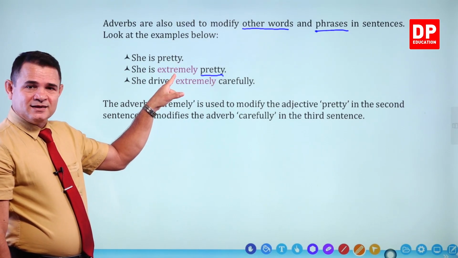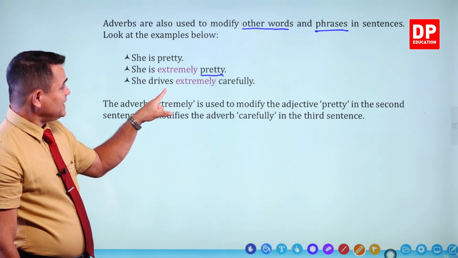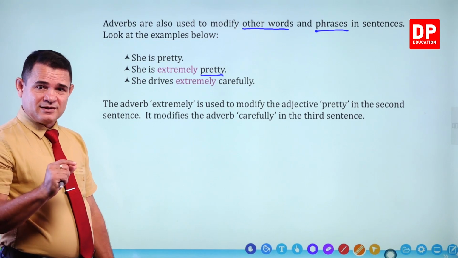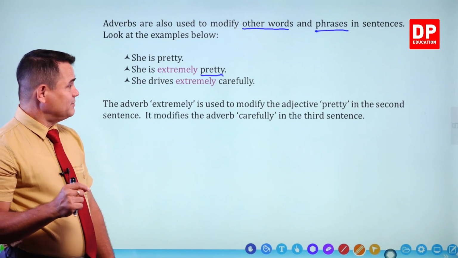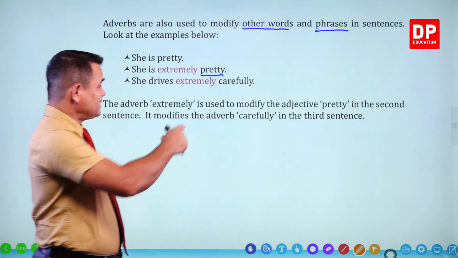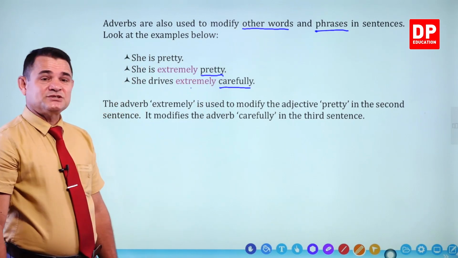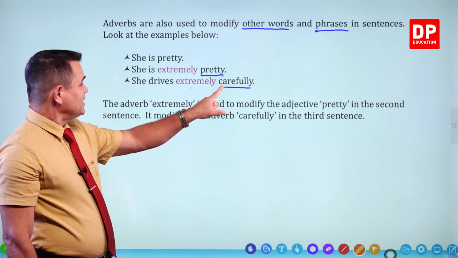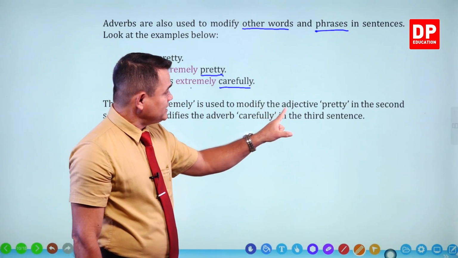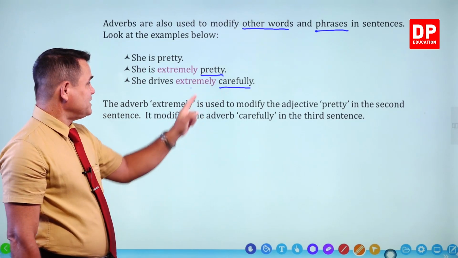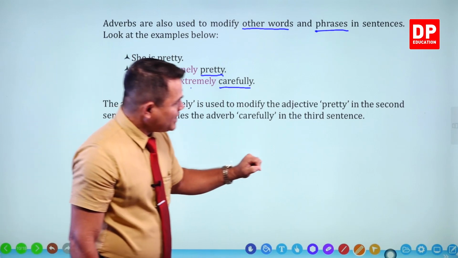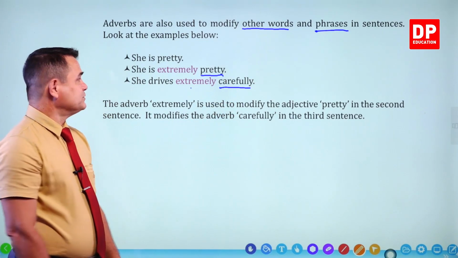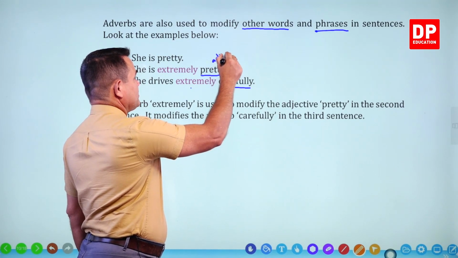ඒක විස්තර කරන්න extremely. She drives extremely carefully. Carefully. Careful adjective. Carefully adverb. එතකොට මේක adverb එකක්. එතකොට ඒ තවත් adverb එකක් විස්තර කරන්න මෙන්න තමයි adverb එකක් use කරා. Extremely. Right? The adverb extremely. Extremely කියන adverb එක is used to modify the adjective pretty. Pretty කියන adjective එක. එතකොට pretty කියන්නේ adjective එකක්. ඒක modify කරා. And in the second sentence it modifies the adverb carefully. Careful කියන adverb එක. So then this is an adjective and this is an adverb.